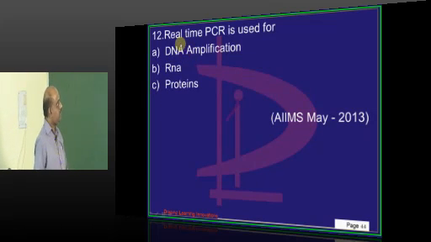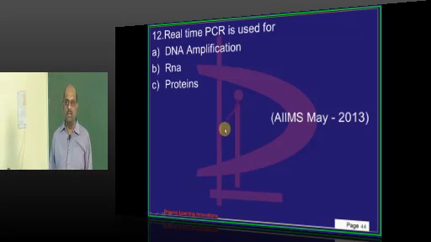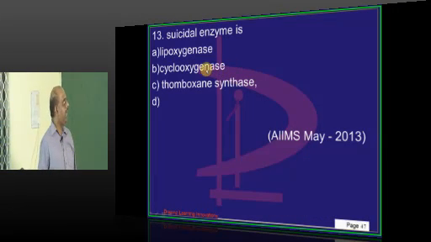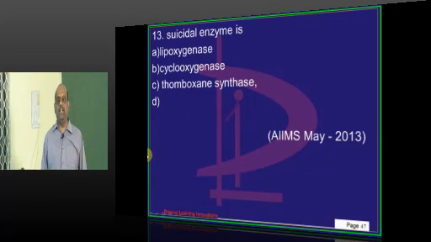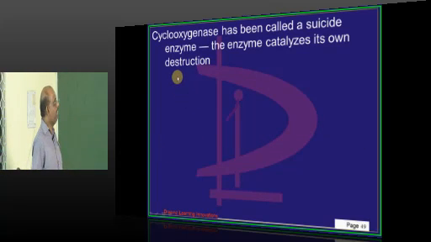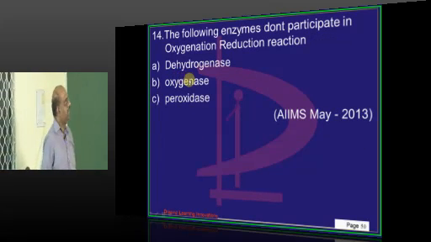Now, real-time PCR is a technique used for DNA amplification, as all of you know. Which is called the suicidal enzyme? A lot of times this question was asked: cyclooxygenase. Everyone will be able to give a parrot-like answer.